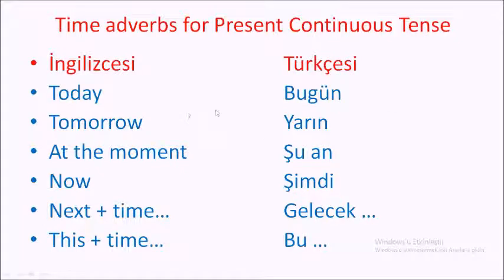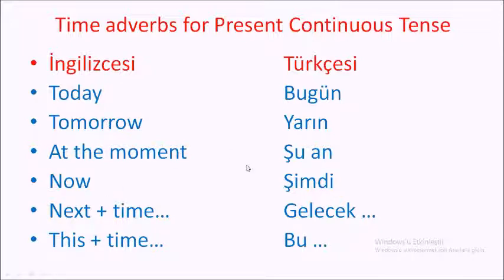Alright, now let's see the time adverbs that we use for this tense, which is present continuous tense. On the left you see time adverbs in English, and on the right you see Turkish adverbs, which means zarflar. Okay, adverbs means zarflar. Time is zaman, zaman zarfları. Present continuous tense in Turkish means şimdiki zaman. Today, bugün. Tomorrow, yarın. At the moment, şu an.